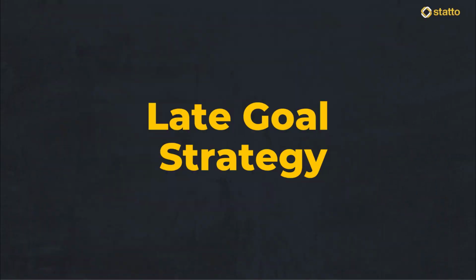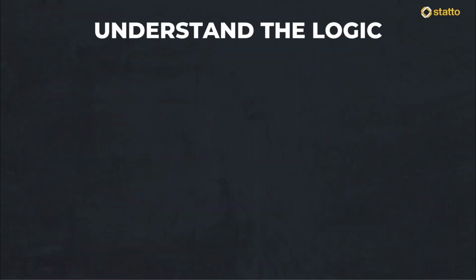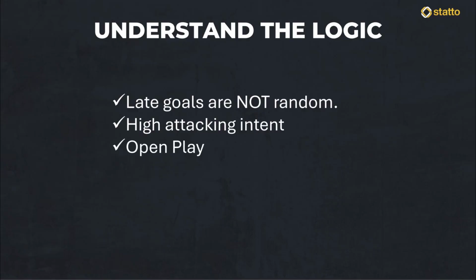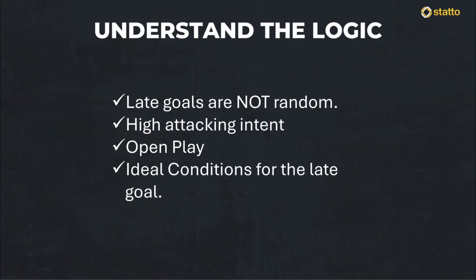But before we get into the phases of the system, you need to understand the logic behind it. Late goals don't happen randomly, they tend to happen in matches where the conditions for a goal already exist. High attacking intent, open play, and teams that are still pushing forward late in the game. At the same time, the price on the next goal market increases as time passes. So what you're doing here is combining those two things. You're identifying matches where a goal is likely, but the odds have drifted to a point where the price makes sense. Once you understand that core idea, the execution becomes a lot simpler.